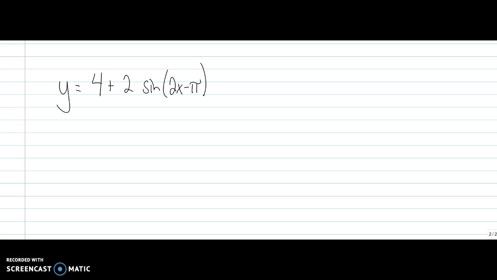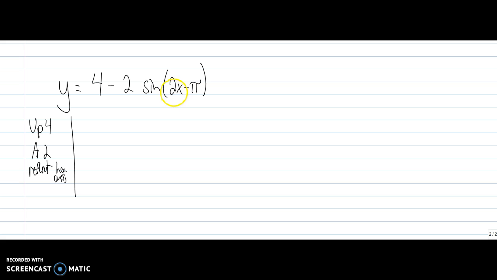Last problem with a lot of variations on it, and I'll even make one more small variation. Let's make it 4 minus 2 times the sine of 2x minus pi. Lots of things going on. I'm going to make a list of them. Vertical changes. This whole graph is going to shift up by 4. The amplitude is 2. With that negative, it's going to reflect across the horizontal axis, which because it shifted up by 4, it's not just reflecting across the x-axis.